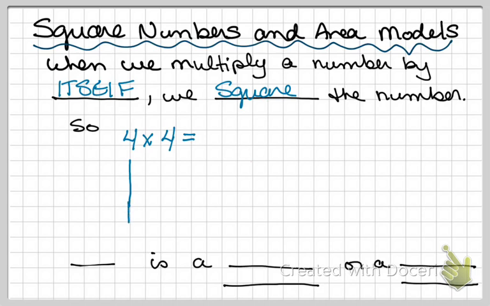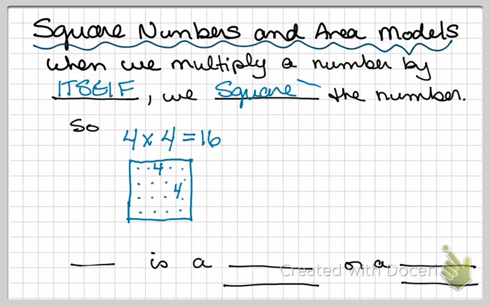Because that's saying that if I were to draw a square where I had 4 boxes down one side and 4 boxes down the other, and I counted all of the boxes inside of that, it would equal 16. This side I've got 4, this side I've got 4. And if I count all of the boxes inside that square, the answer would be 16.